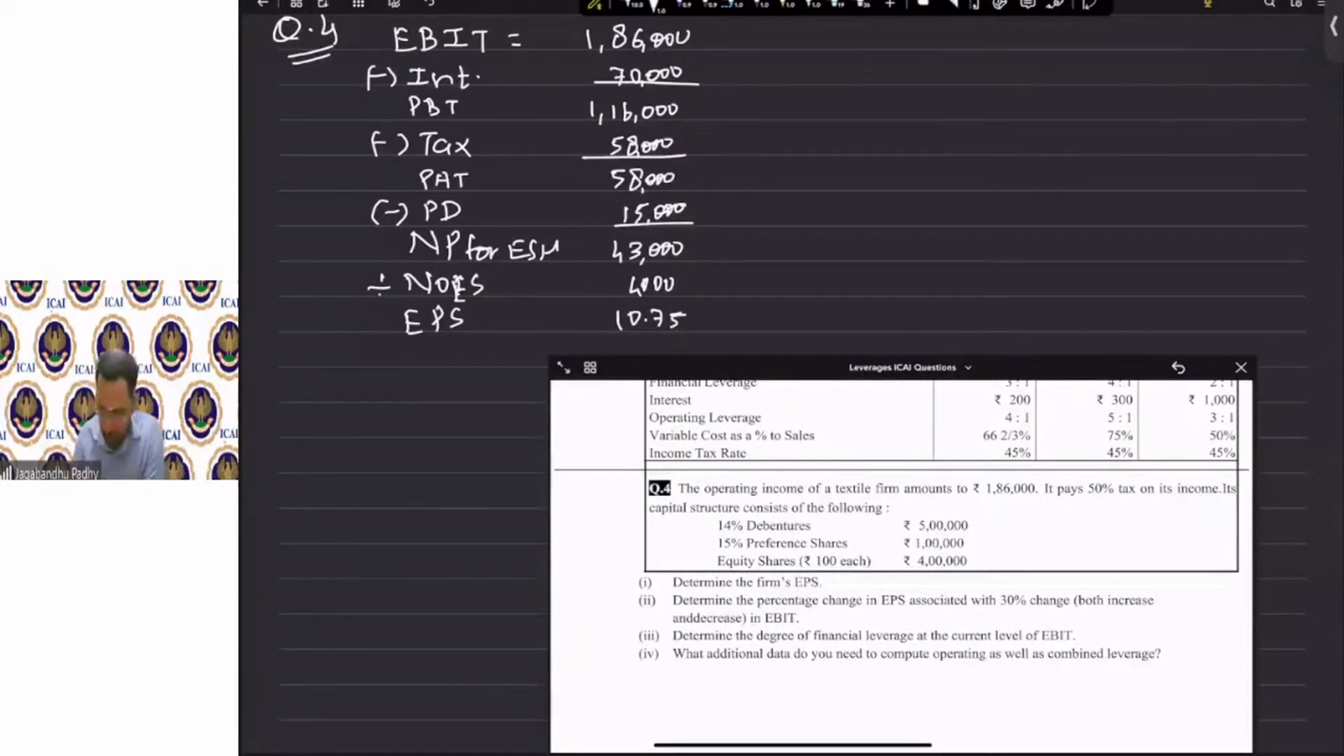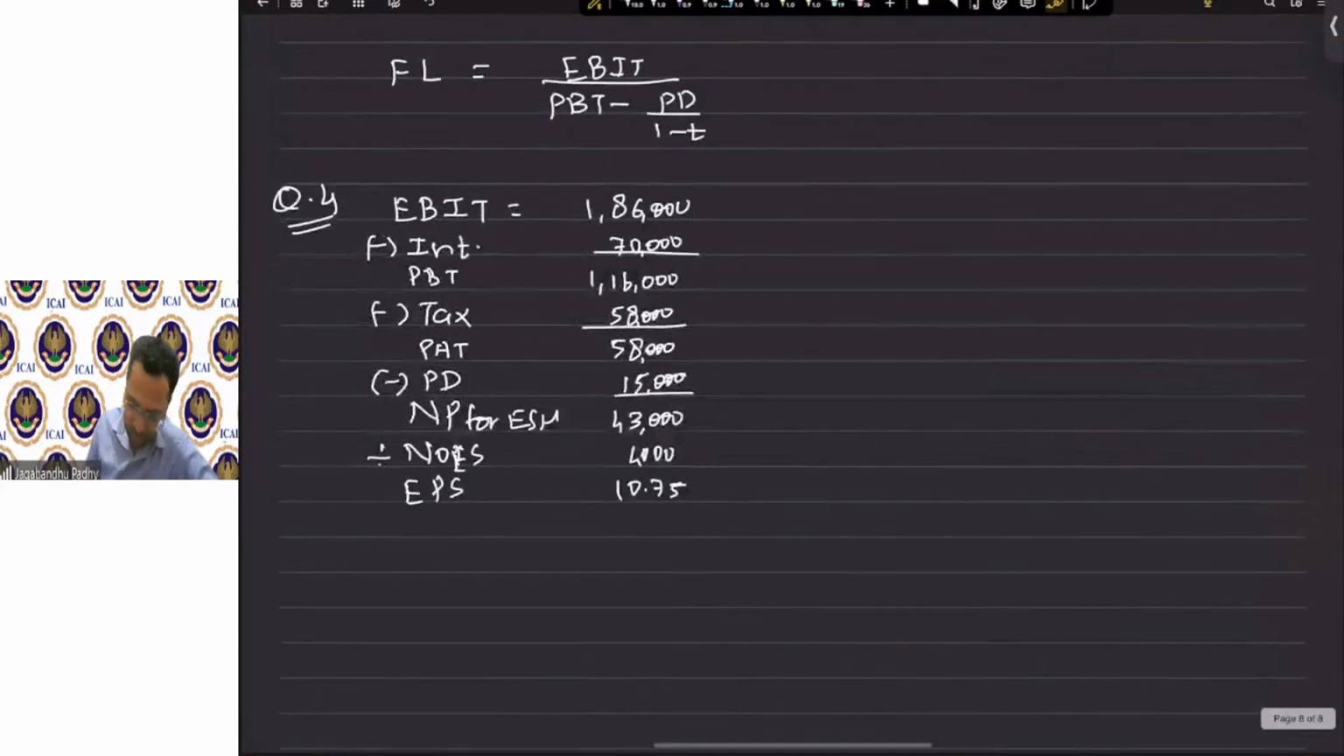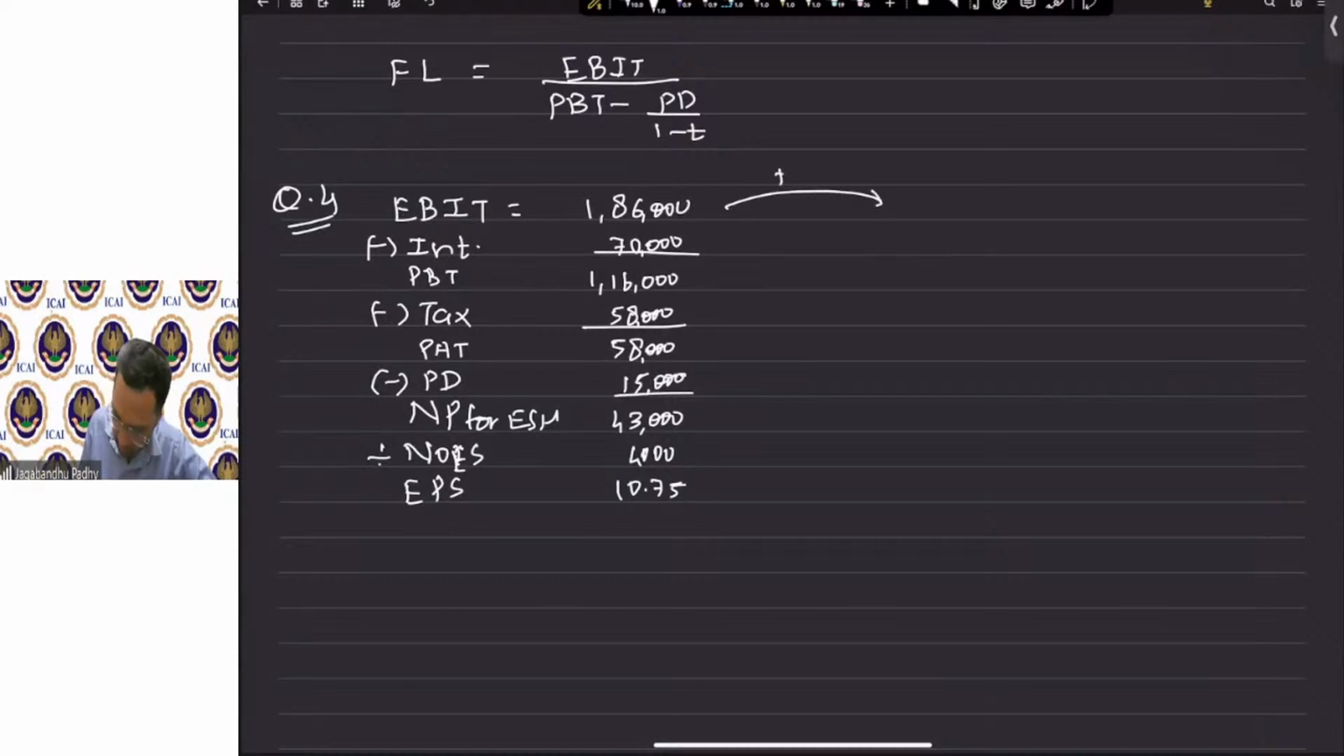Now we have the EPS figure. Determine the percentage change in EPS associated with a 30% change in EBIT. What is the change in EPS that we are going to observe if EBIT increases by 30%? What will be the resultant impact? That is what we are going to calculate. 1,86,000 increased by 30% becomes 2,41,800.